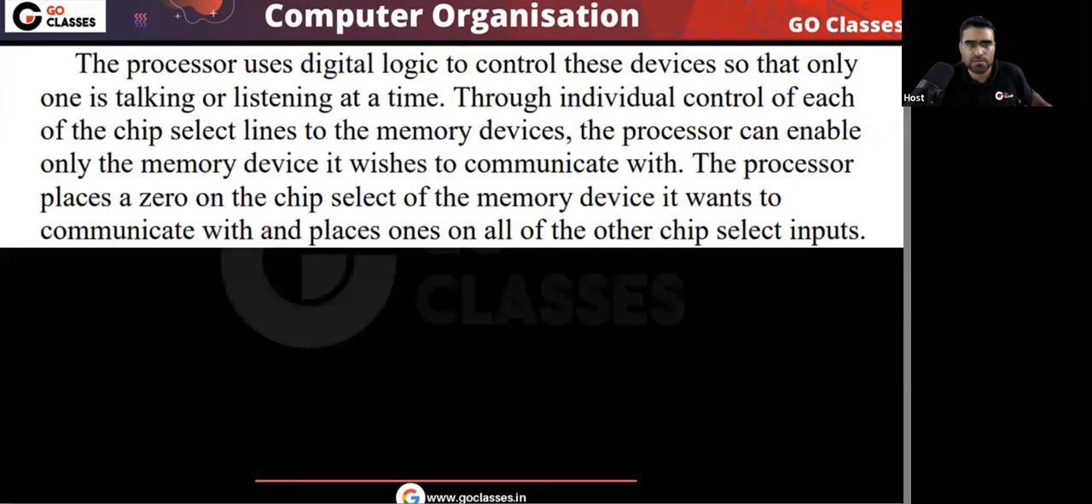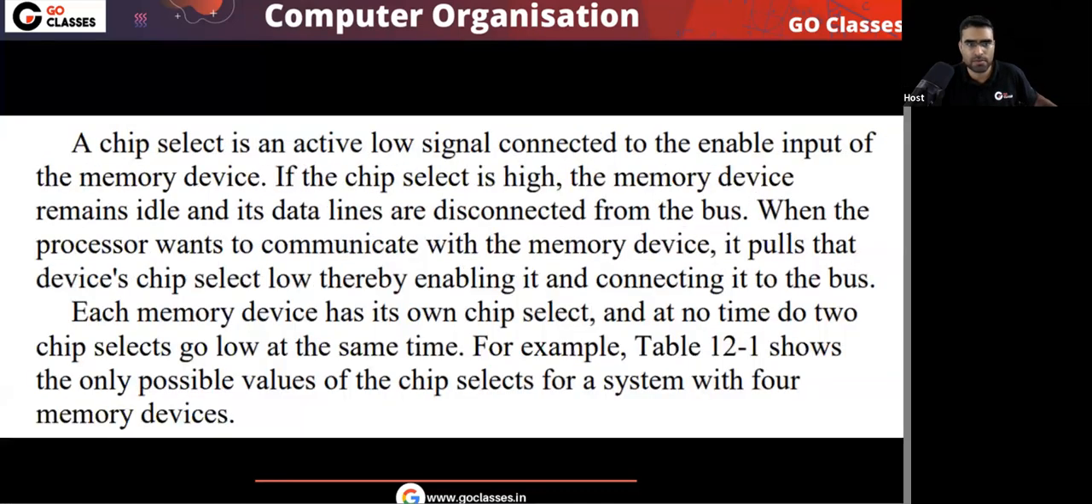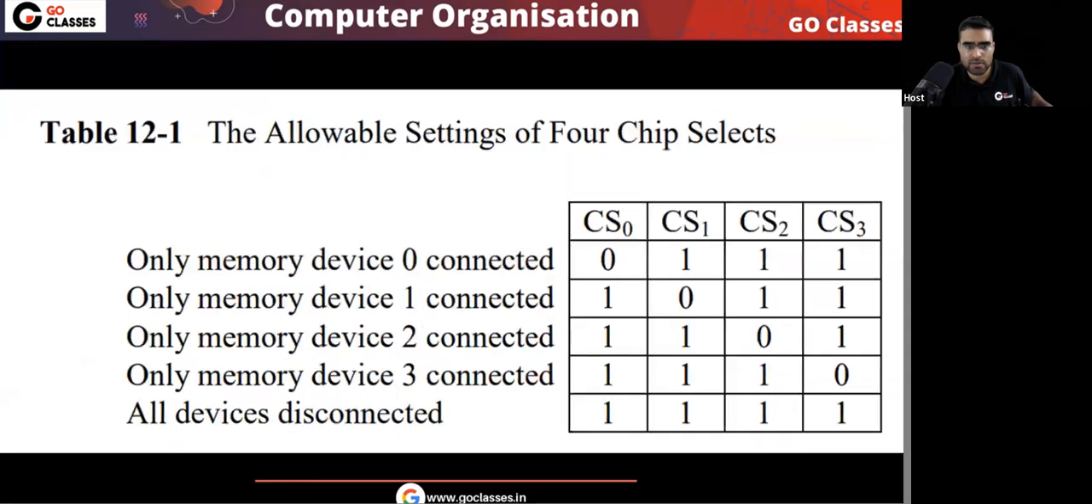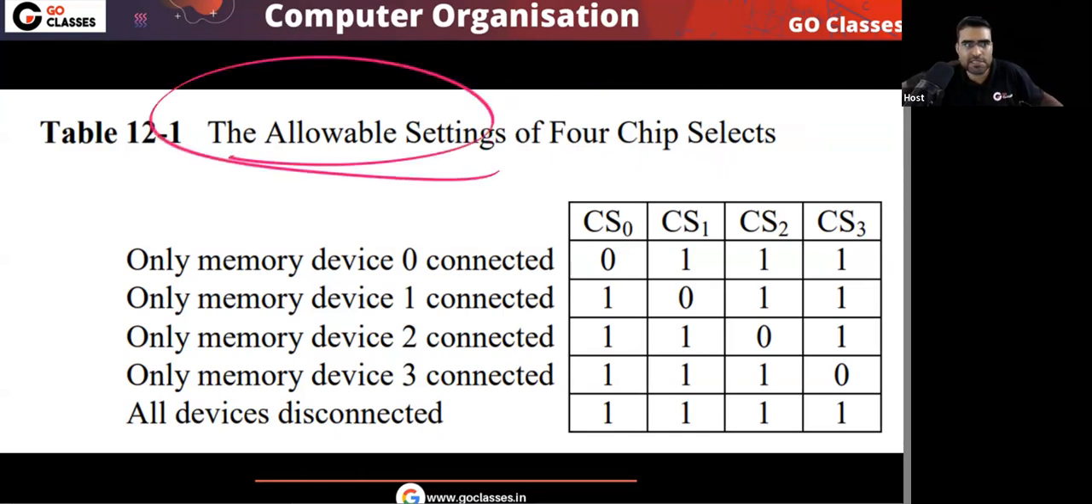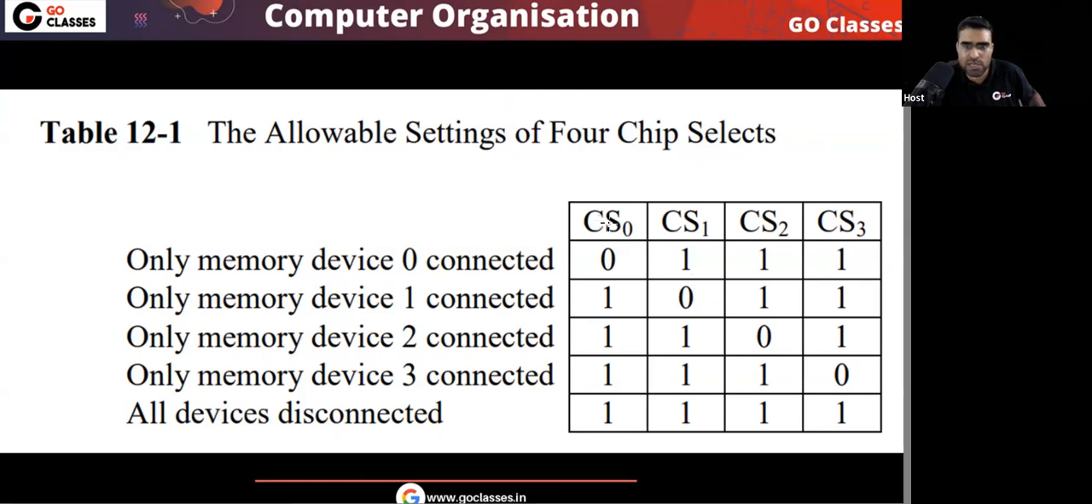Now let's move on. We have seen this chip select. Now if you have four memory chips in your computer, what are the allowable settings? These are the allowable settings. For example, if I make this chip select, CS0, equal to 0, then memory device 0 is connected and activated.